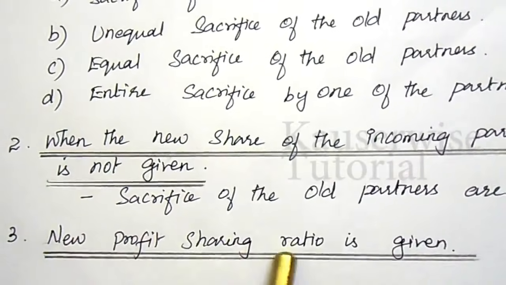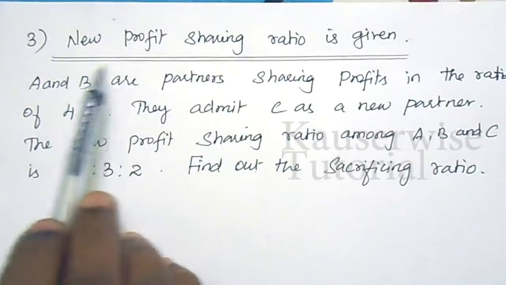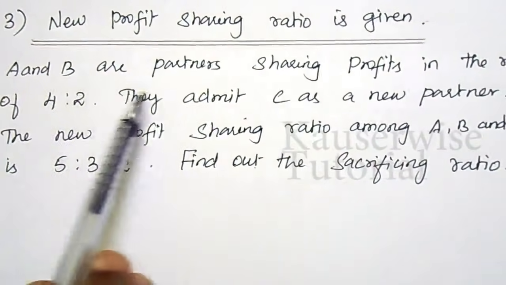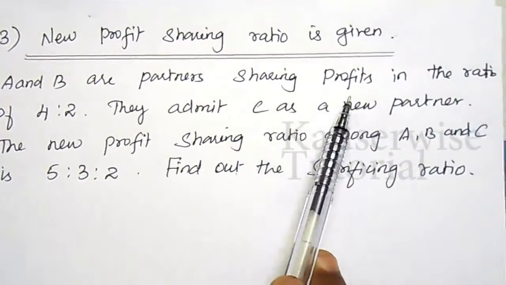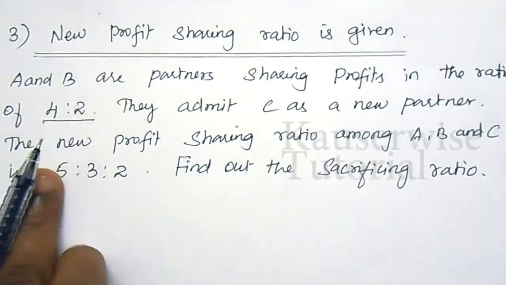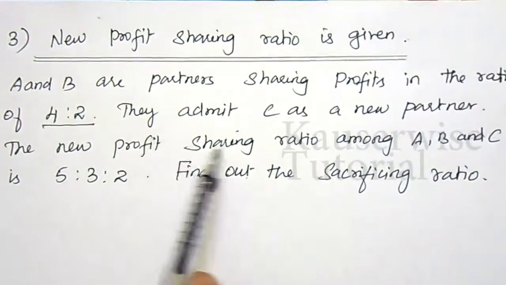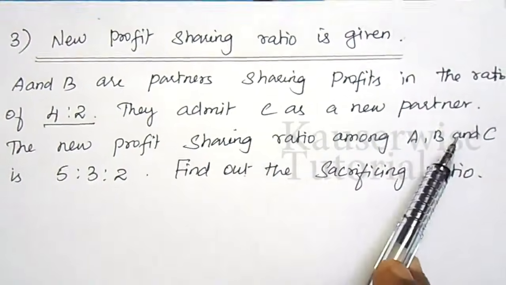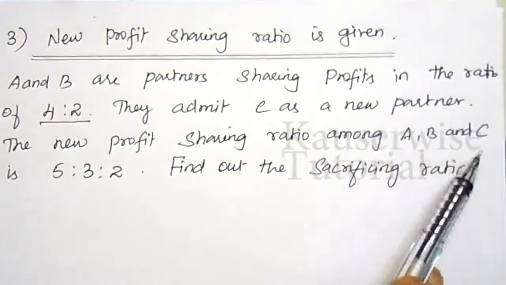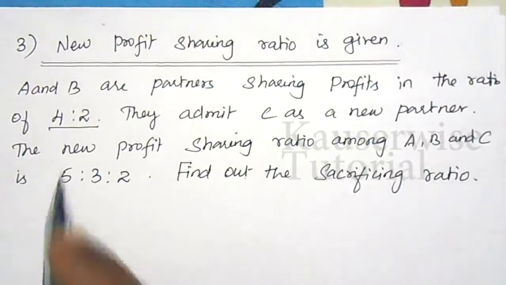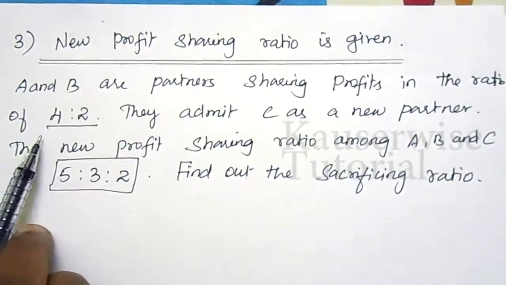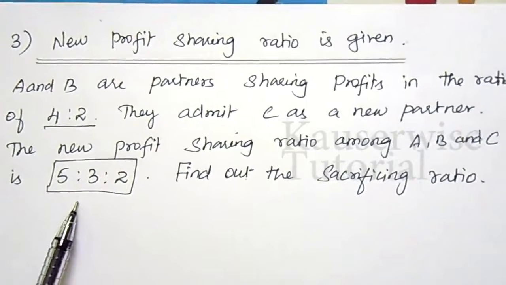That is, new profit sharing ratio is given. Look at the problem. A and B are partners sharing profits in the ratio of 4 is to 2. So old ratio is 4 is to 2, given in the problem. They admit C as a new partner. The new profit sharing ratio among A, B and C, including new partner, is also given. So old ratio and new ratio are both given in the problem.